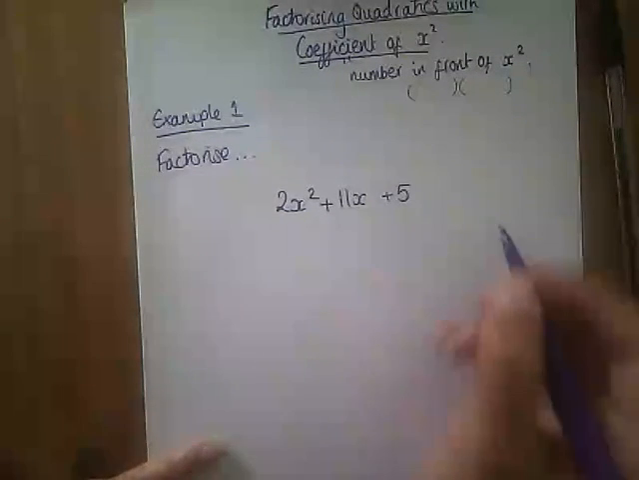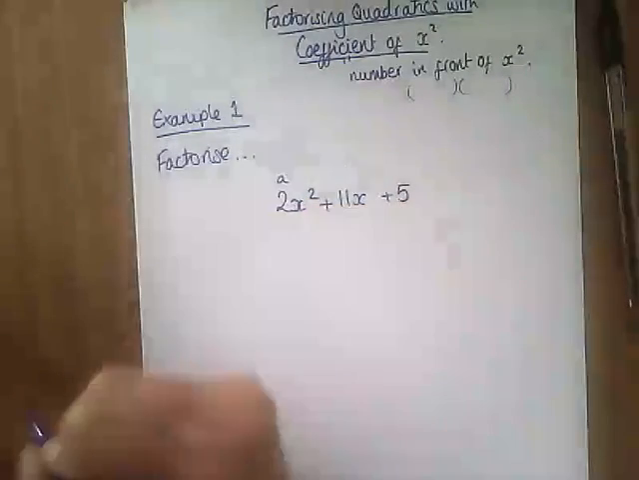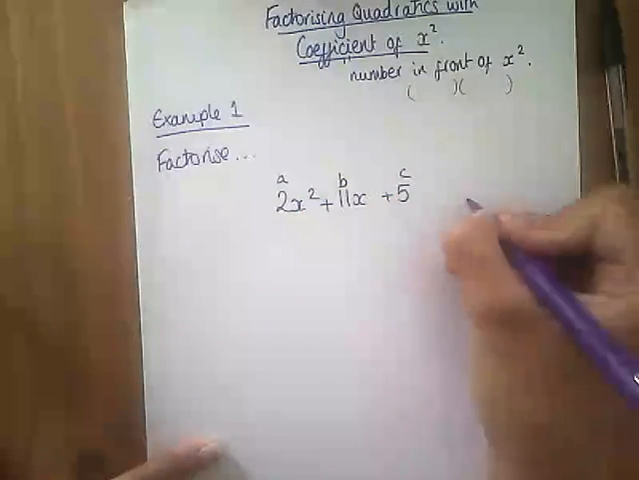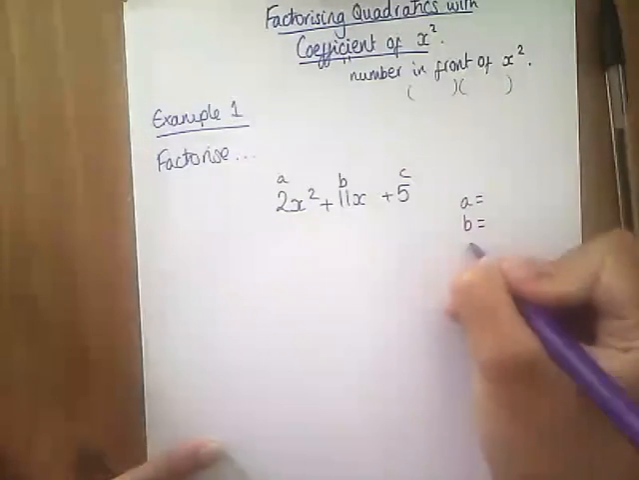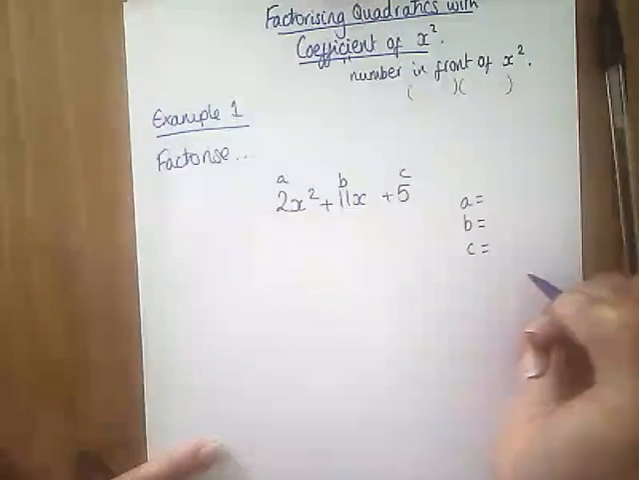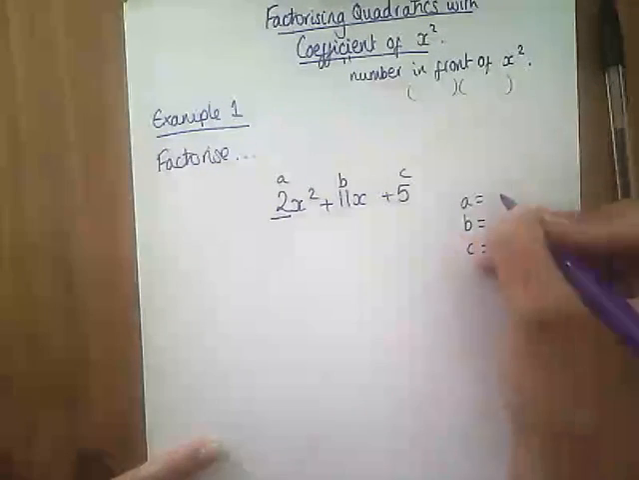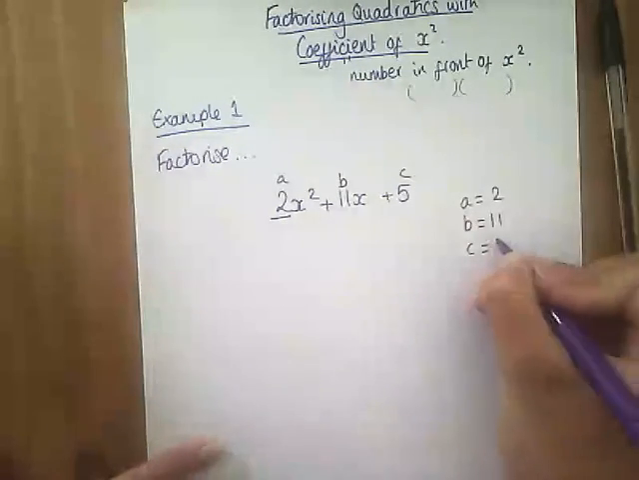We're going to call the number in front of x squared a, the number in front of x b, and the number on the end c. So what I would like you to do first of all is write down what your a, b and c are. You need to be careful what the signs are. If they're negative, you need to say that they're negative. So here is the first one, a is 2, b is 11, and c is 5.